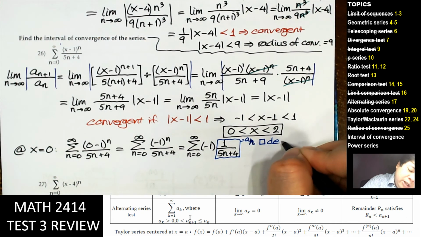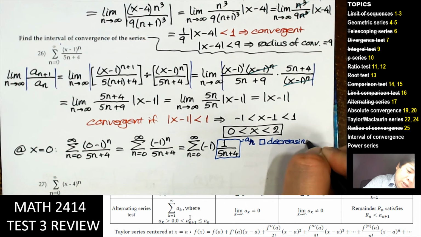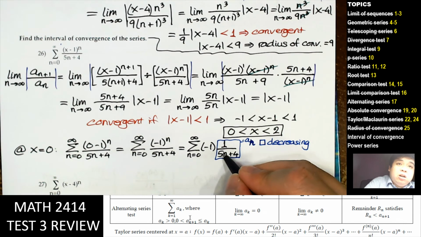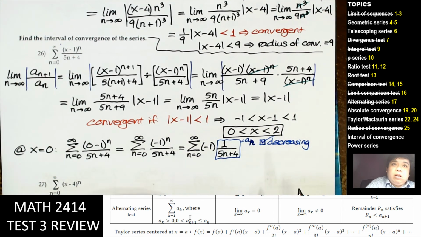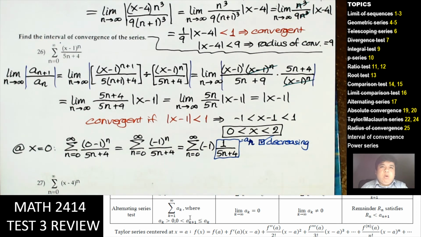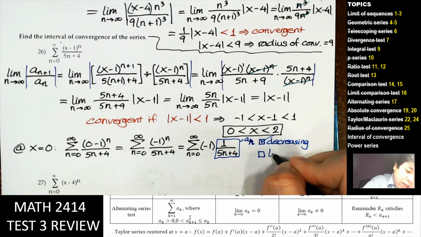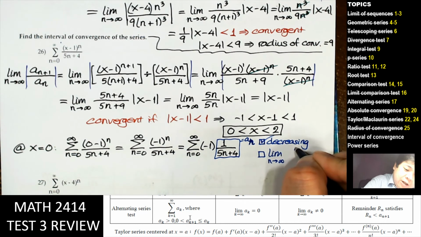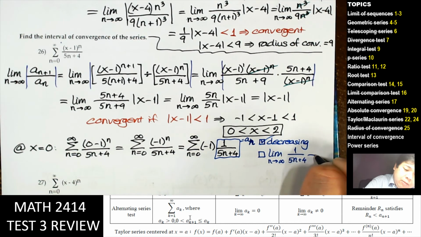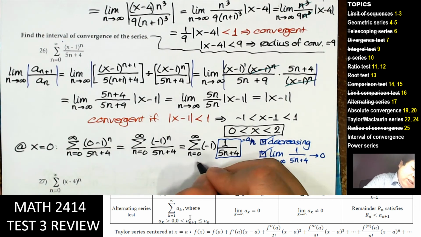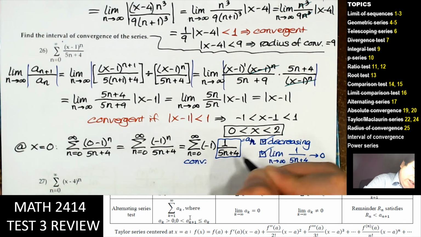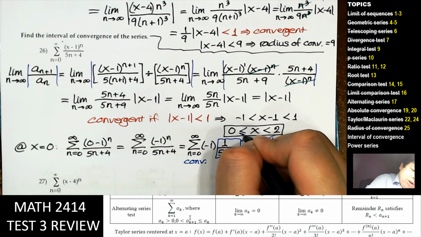It is decreasing because the bottom number goes to infinity. The bigger the denominator, the smaller the quotient. Essentially, it's equal to 0. It gets smaller and smaller, and it gets to 0 as well. So the limit of that term goes to 0 as well. So we have two things: decreasing, which is good, and the limit goes to 0, which is good. So this is convergent by the alternating series test. So equal to 0 here is good.